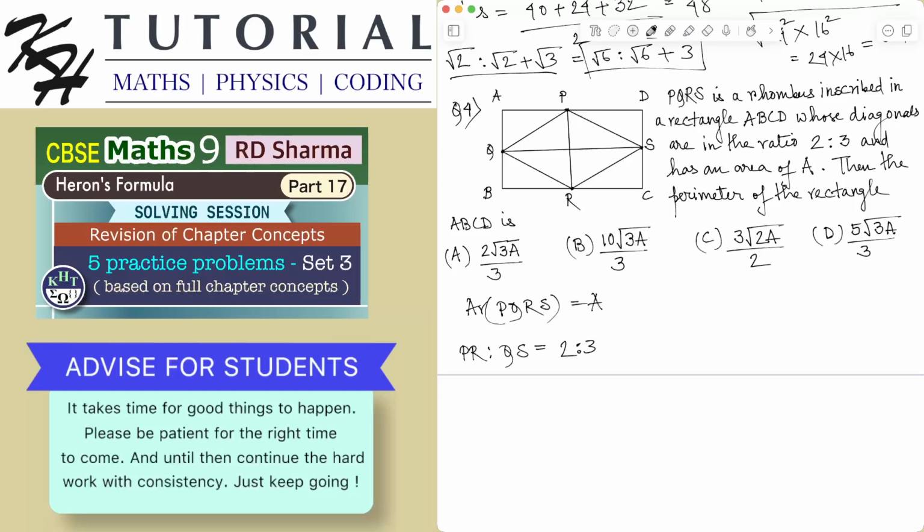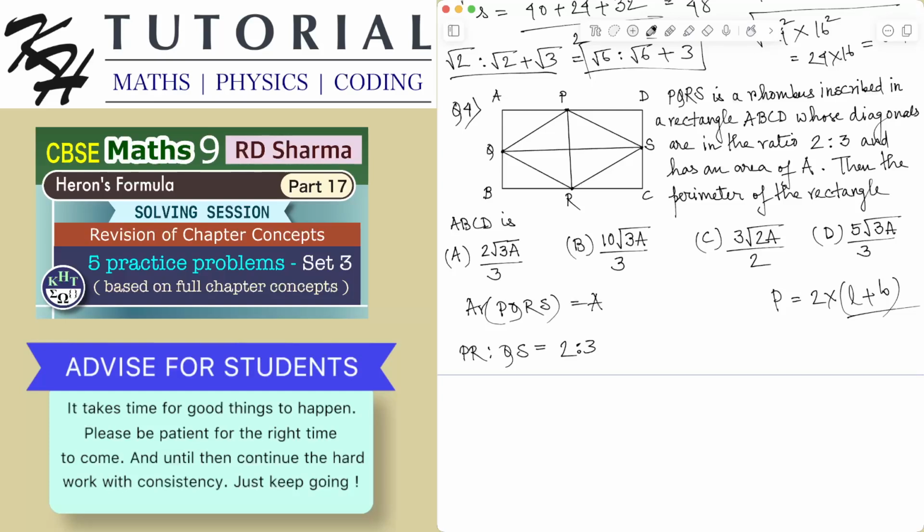We know the perimeter of a rectangle is 2 into length plus breadth. Either we know L plus B, or we know L and B individually. Now PQRS is a rhombus inscribed in a rectangle. This means that P is the midpoint of AD, Q is the midpoint of AB, R is the midpoint of BC, and S is the midpoint of DC. Alternatively, if you join the midpoints of all the sides of a rectangle, a rhombus is formed.